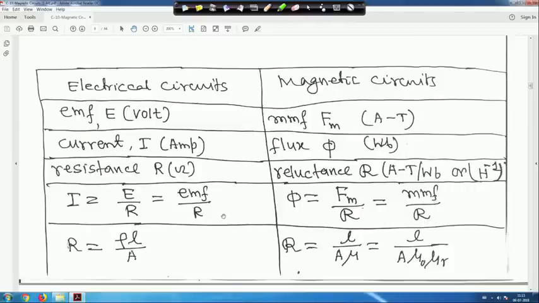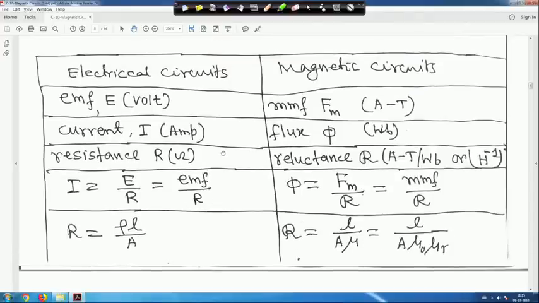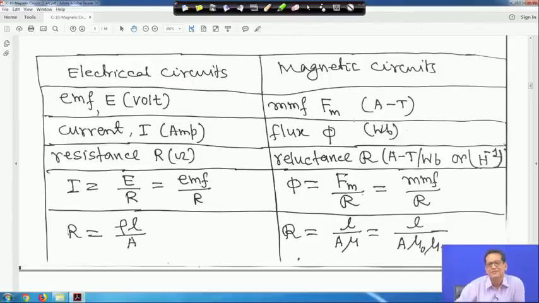Here it is EMF upon resistance, and here it is MMF upon reluctance. R is equal to rho L upon A, and in the case of reluctance it is L upon A mu, where mu is equal to mu 0 mu R. This is the analogy between the electrical circuit and the magnetic circuit. When you solve the magnetic circuit, you follow the same way, the way you do superposition or the current methods. We can draw the magnetic circuit and solve it like this, so things are very simple.